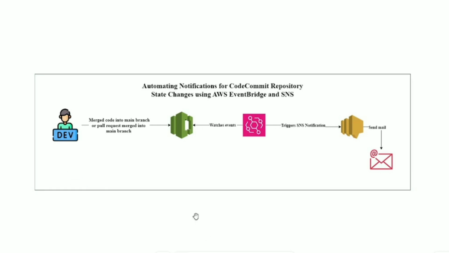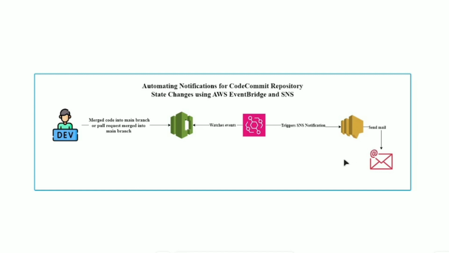So this is our sample architecture. You can change this architecture in your customized way, like you can change the events of the CodeCommit as well, and you can change the target as well. Here I chose the target as SNS notification. You can set other targets like Lambda, or you can set another EventBridge also as a target.